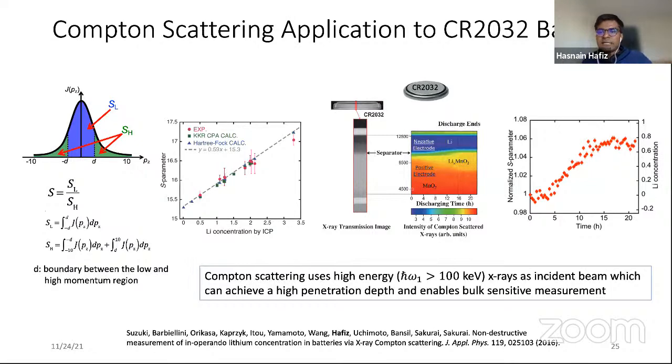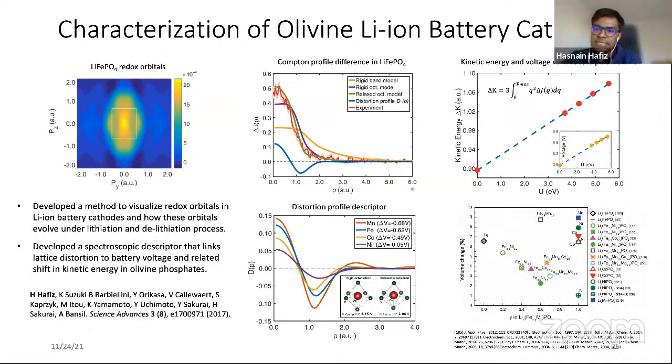Next, I will briefly discuss how the Compton scattering technique can be used to understand an atomic level picture of the redox orbital in battery cathodes, such as the popular lithium iron phosphate. Here, using ab initio calculation, we developed a method to model the Compton profile difference between two lithium concentrations in lithium iron phosphate.